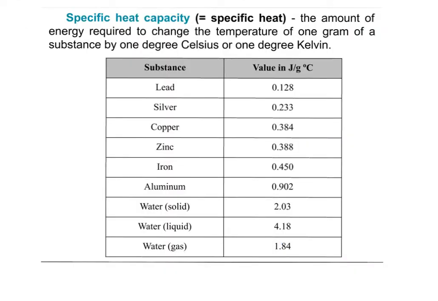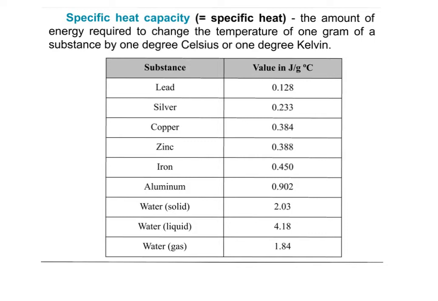So different substances respond to the transfer of heat in a slightly different way. They have different specific heat capacity, or specific heat. It is the amount of energy required to change the temperature of 1 gram of the substance by 1 degree Celsius or 1 degree Kelvin.